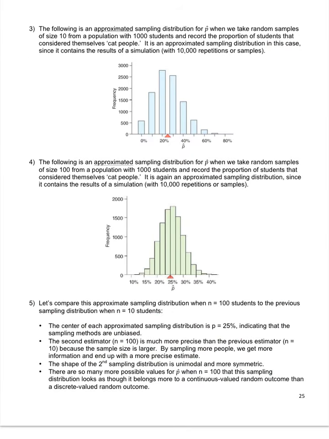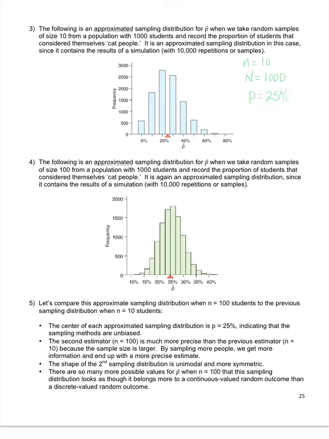All right, so number 3, the following is an approximated sampling distribution for p hat when we take random samples of size 10 from a population with 1,000 students and record the proportion of students that consider themselves cat people. It is an approximated sampling distribution in this case, since it contains the results of a simulation with 10,000 repetitions or samples. So just some information from above. Our sample size was 10. The population size was 1,000 students, and we are going to continue to assume that 25% of the population were cat people.